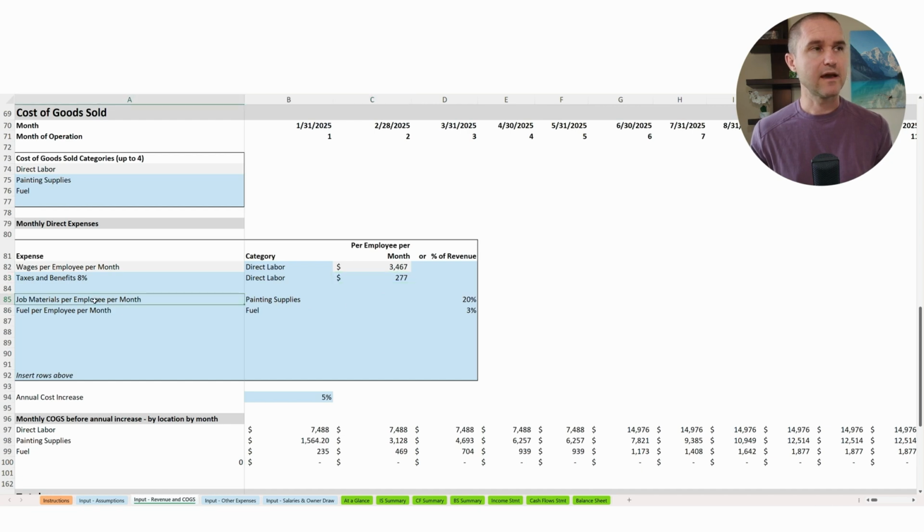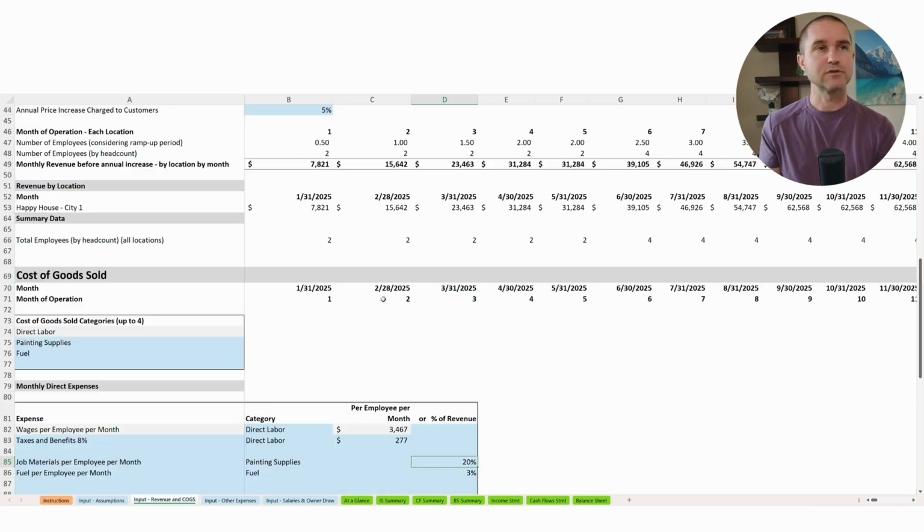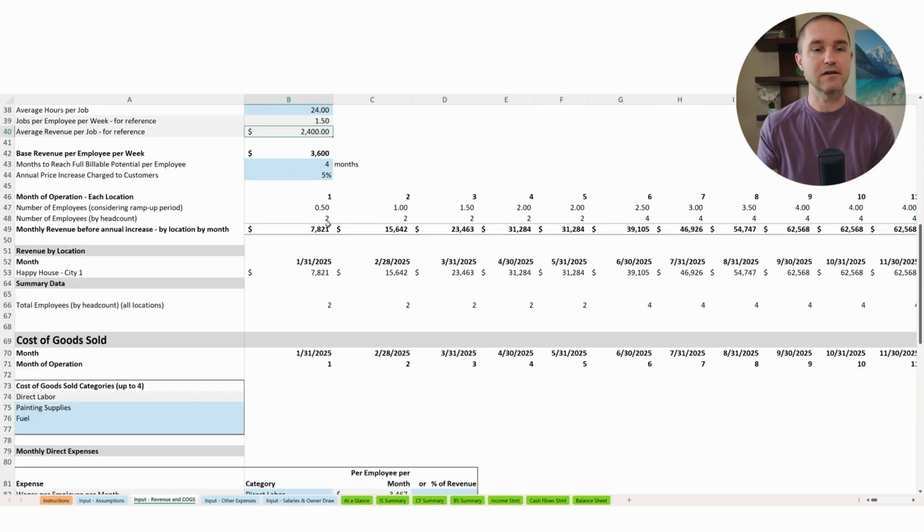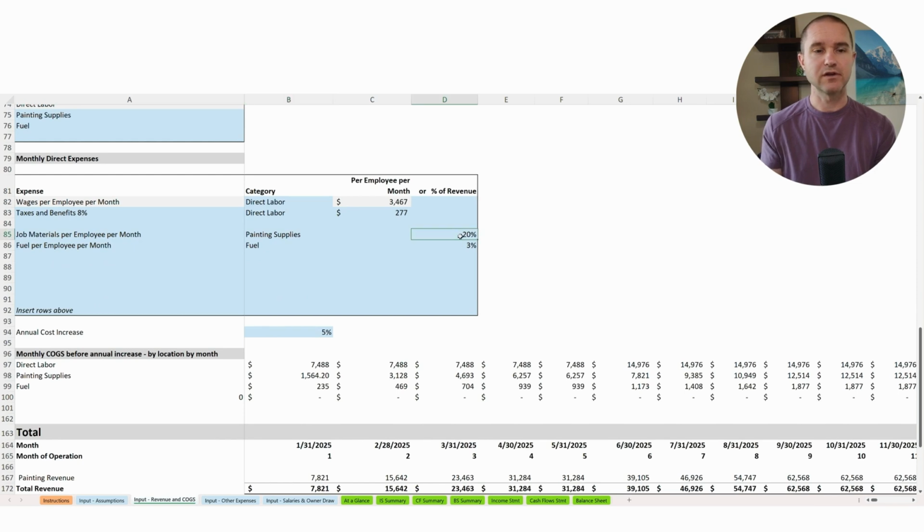And then we have job materials per employee per month. Or really, you can just think of this as, what's your material cost average on a job. So if we say we think typically 20% of the cost of the job is going to be spent on materials, we could put 20% in here. So again, think about this. We're charging $100 an hour, 24 hours for the average job. So the average job's $2,400. Now out of that is going to come your material cost, right? So you're gonna have to pay for labor, and you're gonna have to pay for that material cost out of that $2,400 for the average job. So that's how that's going to work.